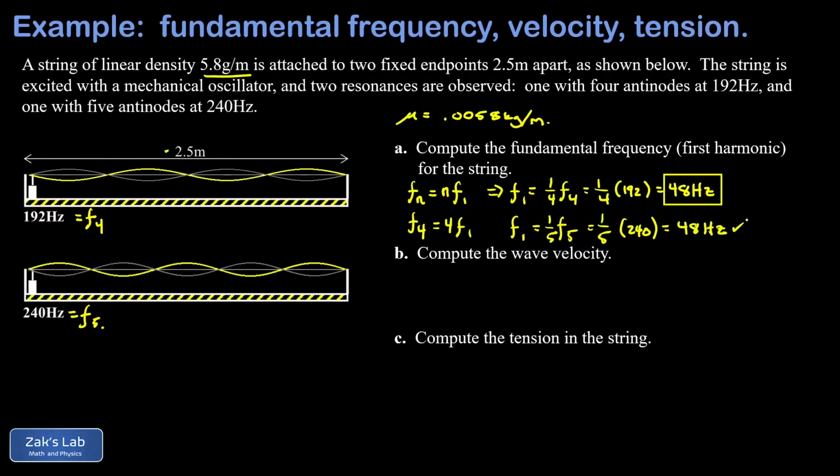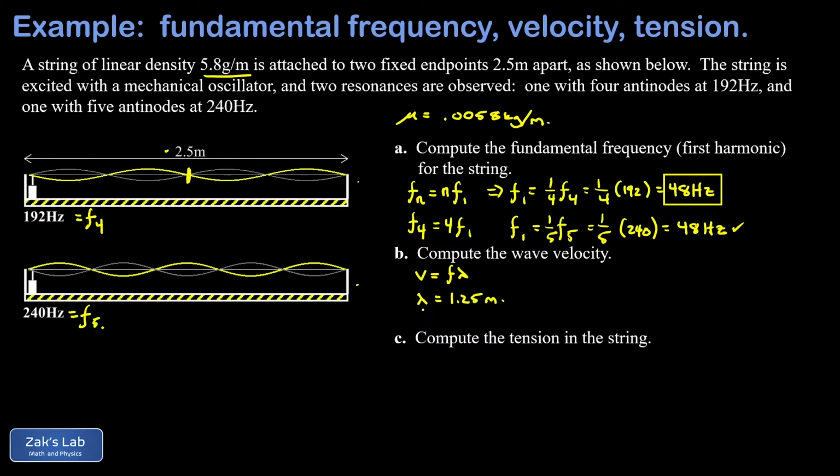In part B, we want the wave velocity. So what we're using here is the basic wave speed equation v equals f lambda, the frequency multiplied by the wavelength, and I'll post a link to the video where that was derived. Again, we have a choice here. We can use either one of these normal modes to compute the wave velocity. The easiest one to use is the 4th harmonic, and it's because the wavelength is very easy to see here. I have 2 wavelengths on a 2.5 meter string. That means my wavelength is going to be 1/2 of 2.5 meters, or 1.25 meters.